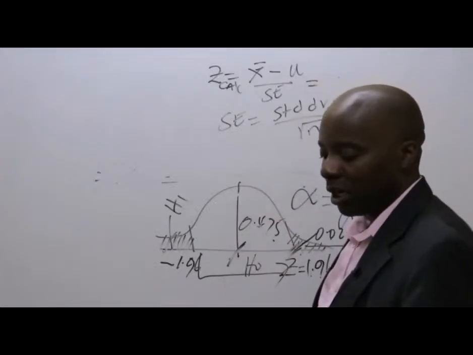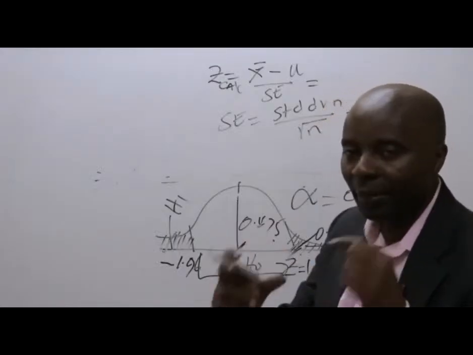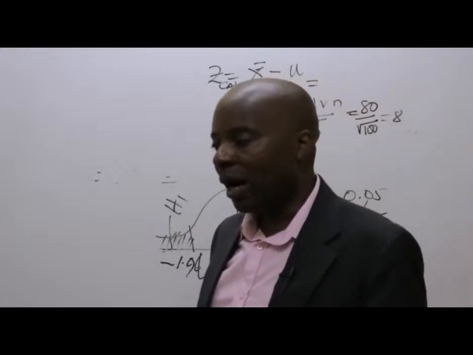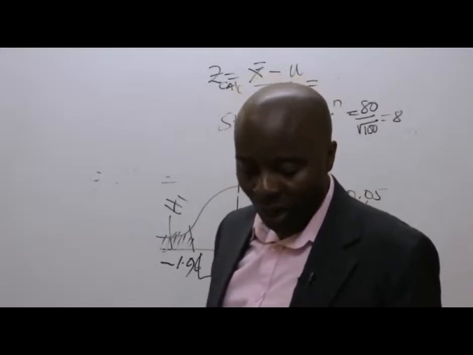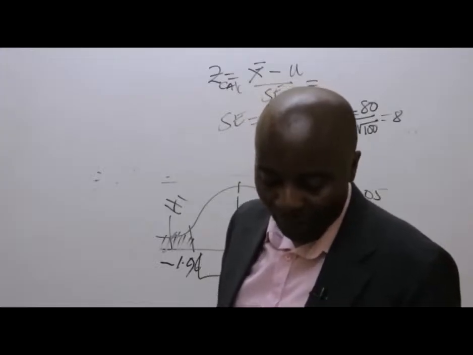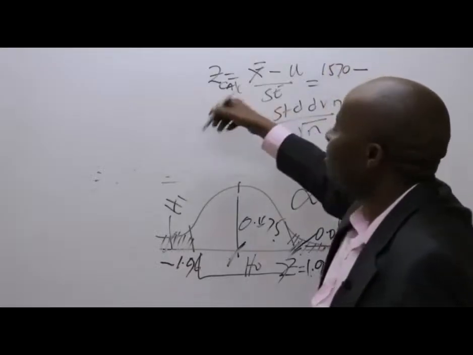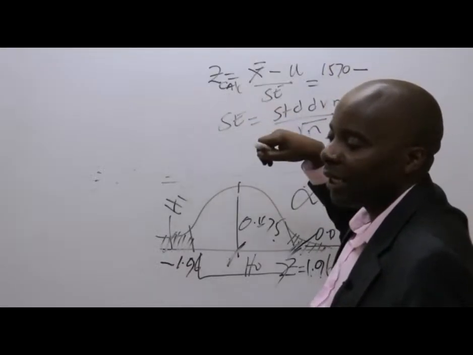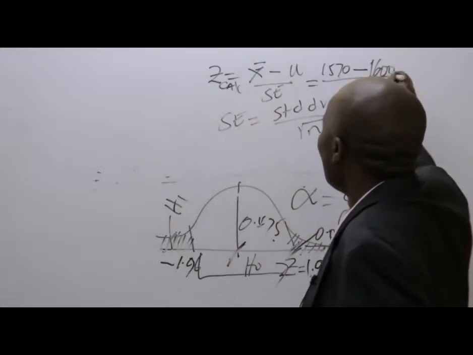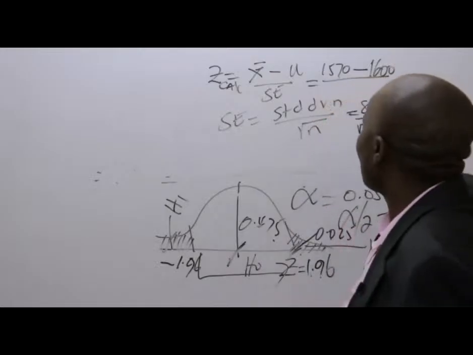So X bar, what is our X bar? Remember, X bar is the sample mean. Please write somewhere there that X bar is a sample mean. And our X bar, ladies and gentlemen, the sample mean, the one that we sampled, is 1570. So we have here 1570 minus the mu, the population mean, the one that is being tested, which is 1600, all over the standard error that you guys got correctly, which is 8.